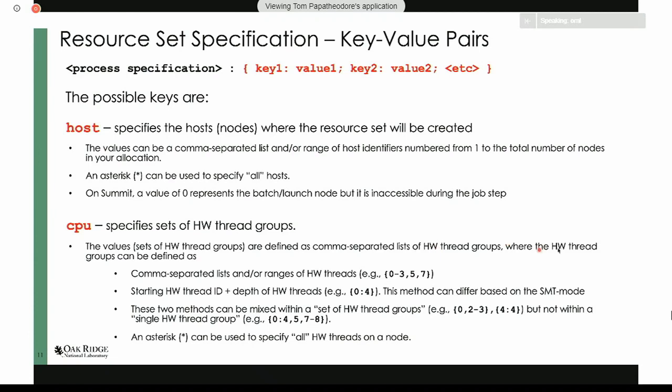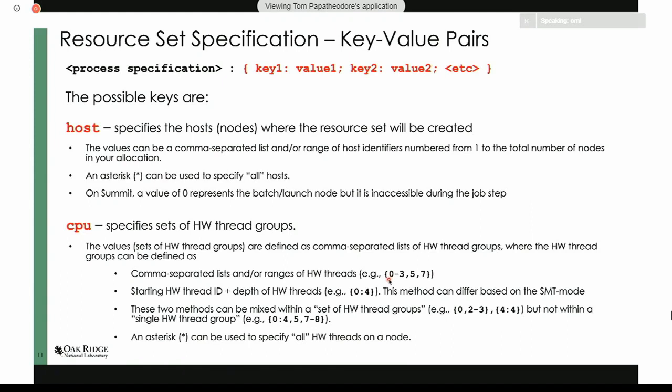where the hardware thread groups can be defined as comma-separated lists and/or ranges of hardware threads. So this would be a group of hardware threads, right? It has a comma-separated list, as well as a little range in it. So you can do this. So this group would contain hardware threads 0, 1, 2, 3, 5, and 7. Okay?